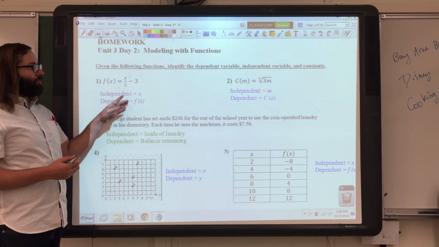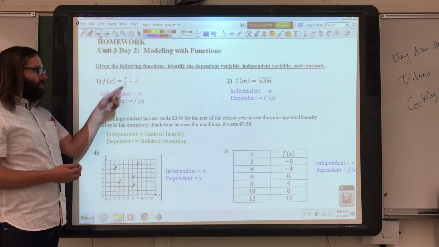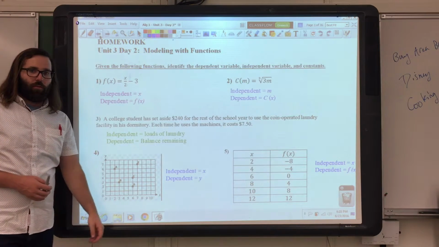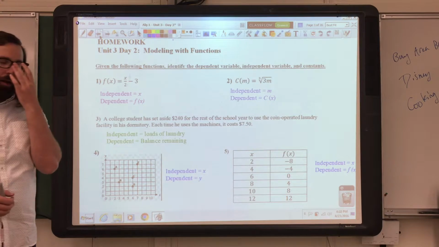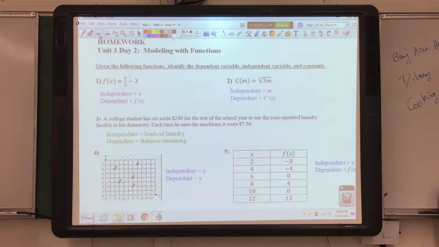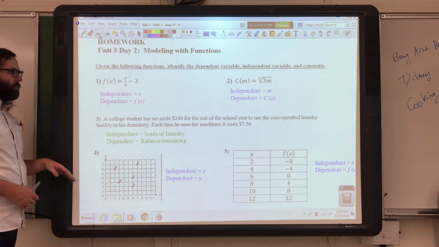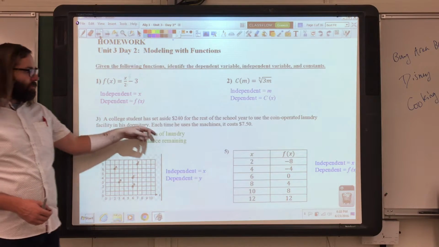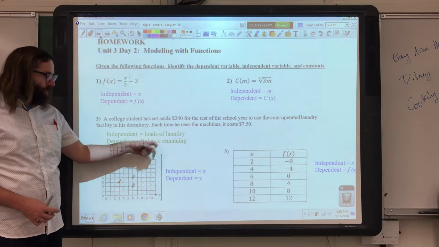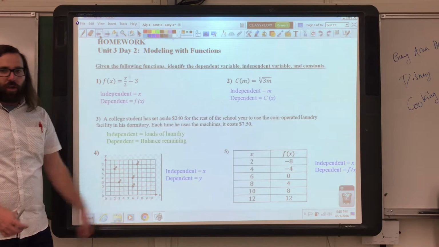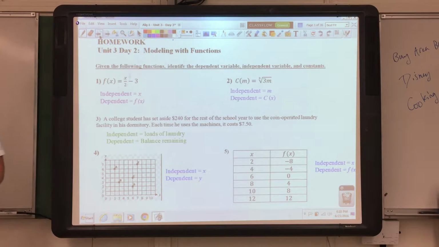So all I had to do was label independent, dependent. So x is independent, f of x is dependent. The number of loads of laundry you do affects the cost, how much money you're spending, or the balance remaining on your card.